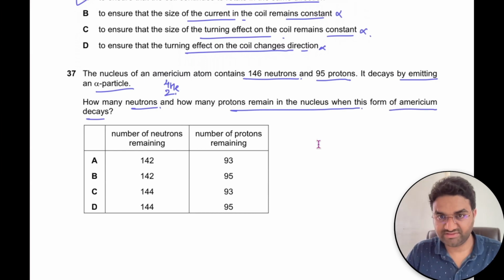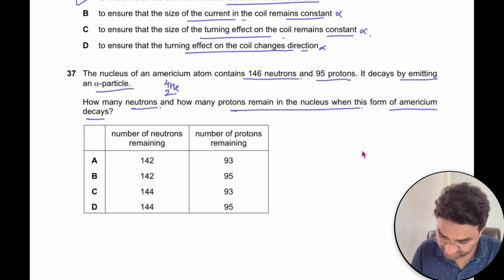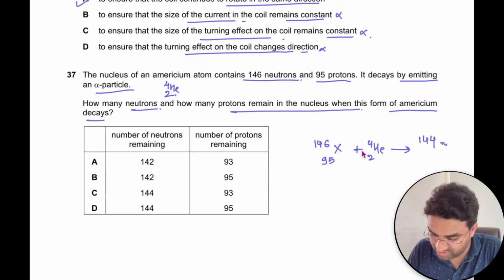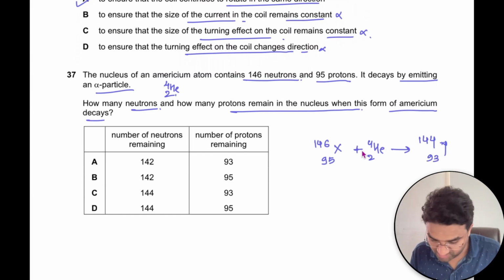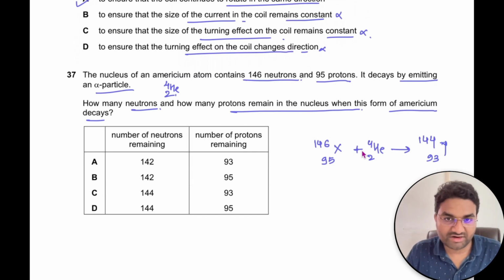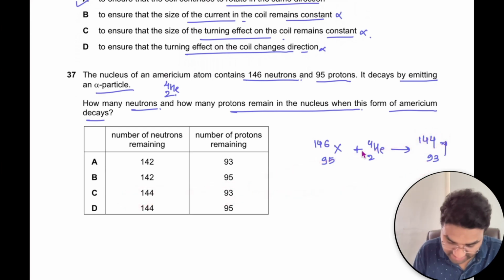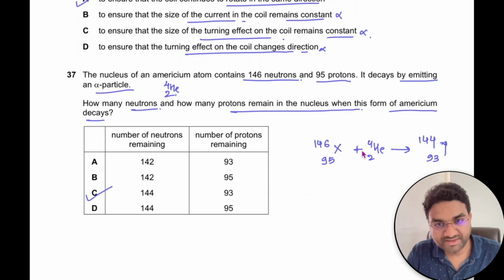So when the americium decays, we have 146 neutrons and 95 protons, and here we have 4He2. It forms 144, let's say Y I will write, and then 93 protons. So that's what we have to check here. So for the 37th, the correct one is 144 neutrons and 93 protons. So the correct answer is C. Fine, that is the correct one.